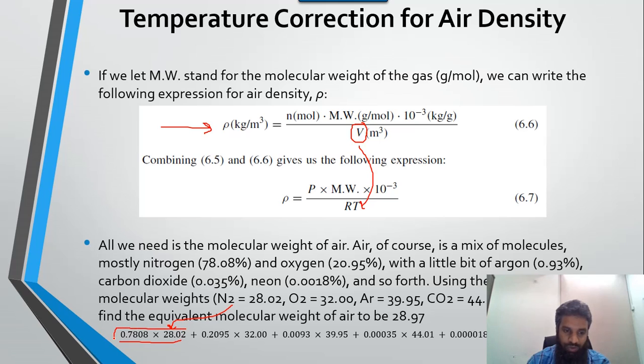And so this weight plus 0.2095, that is percentage of this one, multiplied by the weight of the oxygen, and the oxygen weight is 32. So then we have argon weight, and then we have other material like neon and carbon dioxide weight. So the overall value is 28.96. This is the molecular weight of the air.